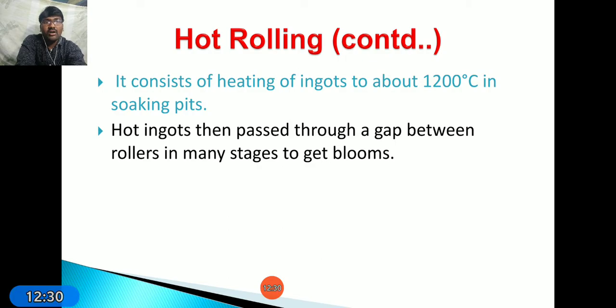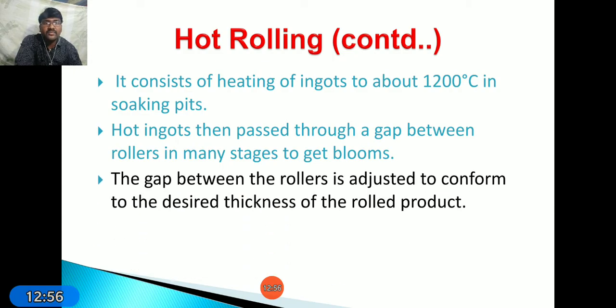Next, the hot ingots are passed through a gap between rollers in many stages to get the blooms. To get blooms from ingots, we cannot convert the ingot into a bloom in a single pass. We have to pass it through a number of roll passes. Based on this, we get the ingot into blooms of the required size and shape.